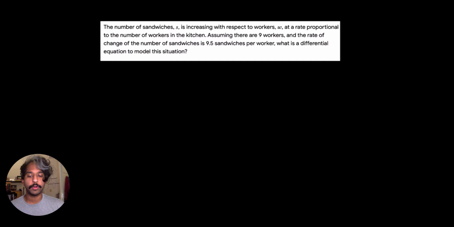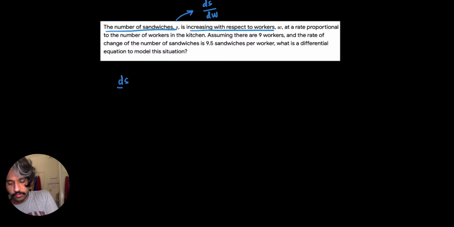Now, we need to remember, well, what do we do in the first place? We want to see, is there a rate that is being talked about? And I can see here that at the beginning it says that the number of sandwiches is increasing with respect to workers. And so we know that our sandwiches, dS, or change in sandwiches, is changing with respect to the change in workers, dW. And so we can set dS over dW equal to something, and let's keep reading.